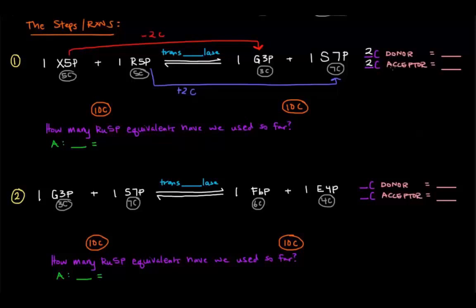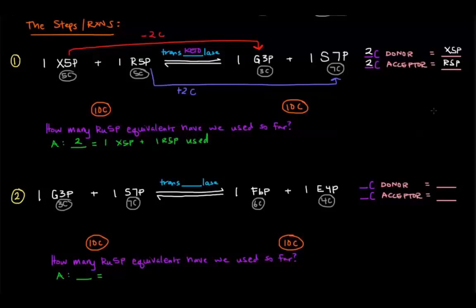That means we had a 2-carbon donor and a 2-carbon acceptor. The donor is the X5P because it lost those 2 carbons, and R5P is the acceptor because it gained those 2 carbons. Since it was a 2-carbon transfer, that means we had a transketolase catalyzing this reaction. Cool. That's pretty much it for the first step. So how many Ru5P equivalents have we used so far? Well, we have 1 X5P and 1 R5P, so that's 2 of them. Both of those are 5-carbon equivalents that came from Ru5P. So we had 1 X5P and 1 R5P used.